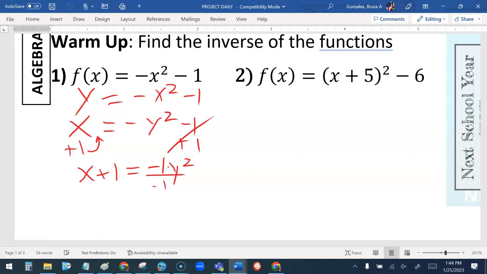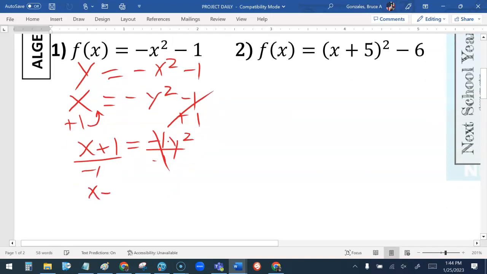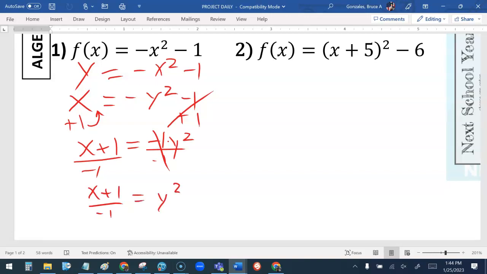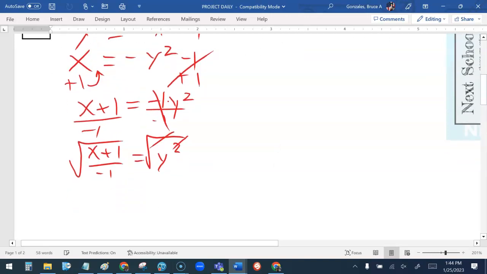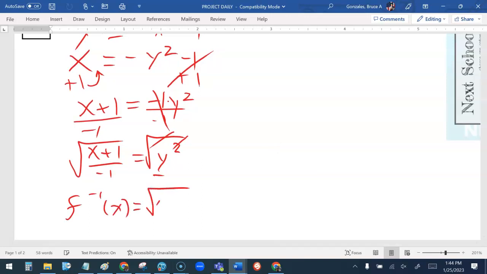Okay, divide by negative 1 here, and divide by negative 1 over here. So you're going to get a whole big fraction here. And then we're left with y squared on the right. So we have x plus 1 over negative 1 equals y squared. My last step to get rid of a squared is what? Square root. Okay, so opposite of square, square root on both sides. And now that I have y by itself, I can write it as an inverse function. Square root of x plus 1 over negative 1.